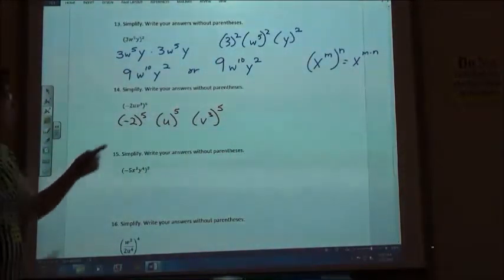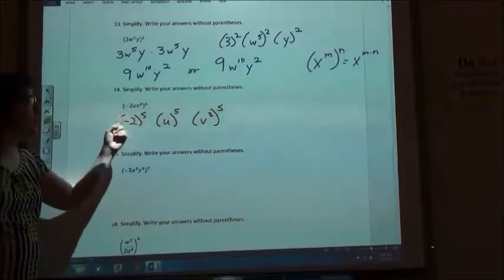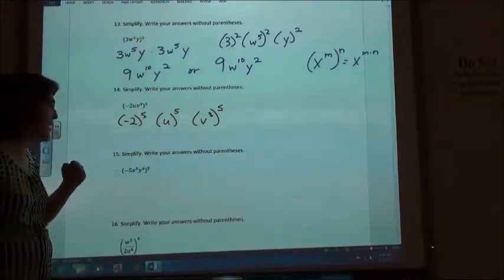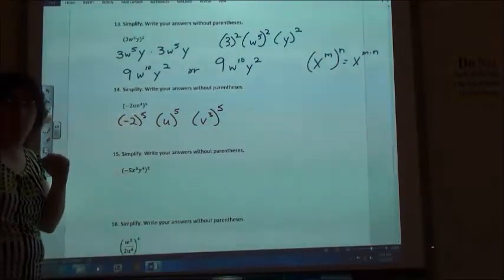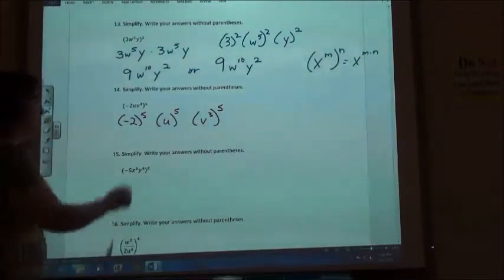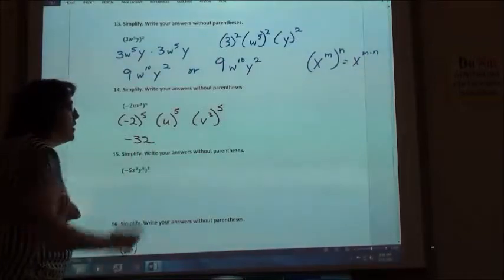If you're using your calculator, by the way, make sure you put the parentheses so that you don't have a sign mistake. This one will have an odd exponent, so it will end up being negative. But if it's even, it turns it to a positive. So make sure, if you use your calculator, you use the parentheses. Negative 2 to the fifth power happens to be negative 32.